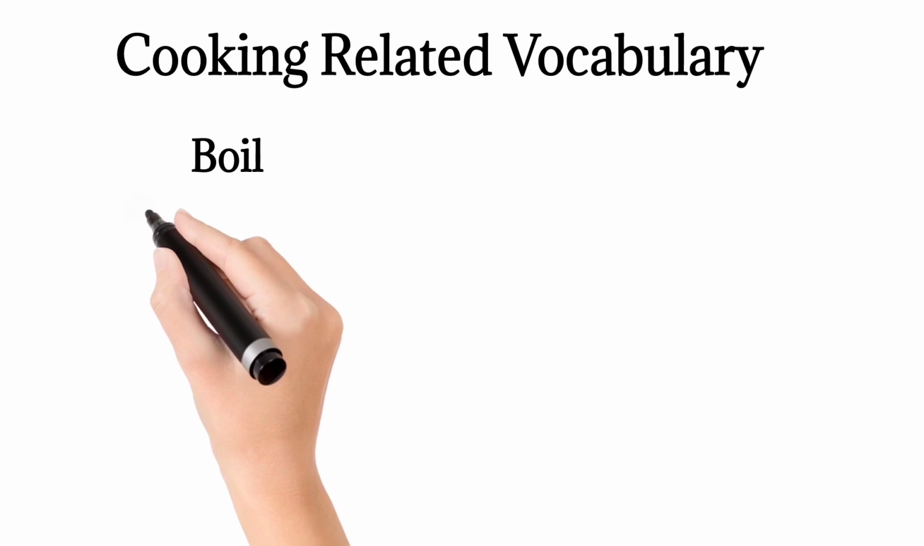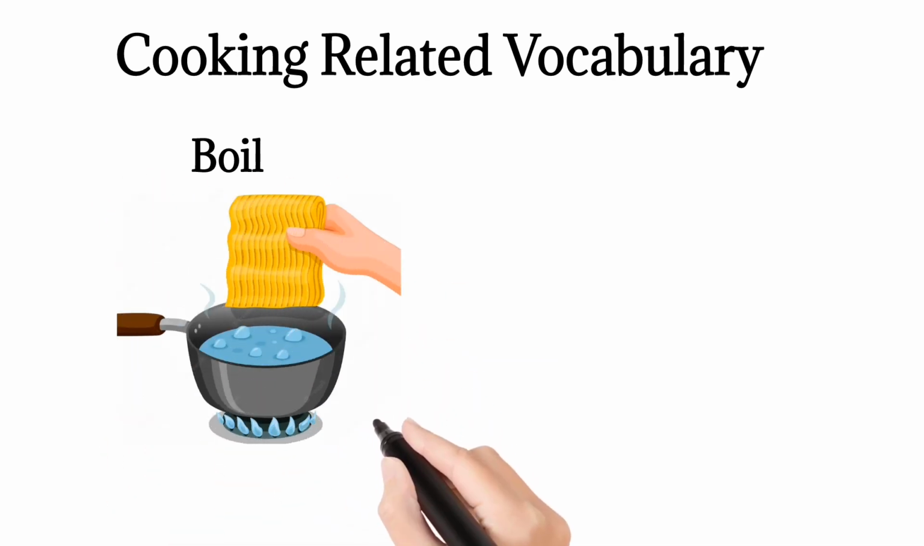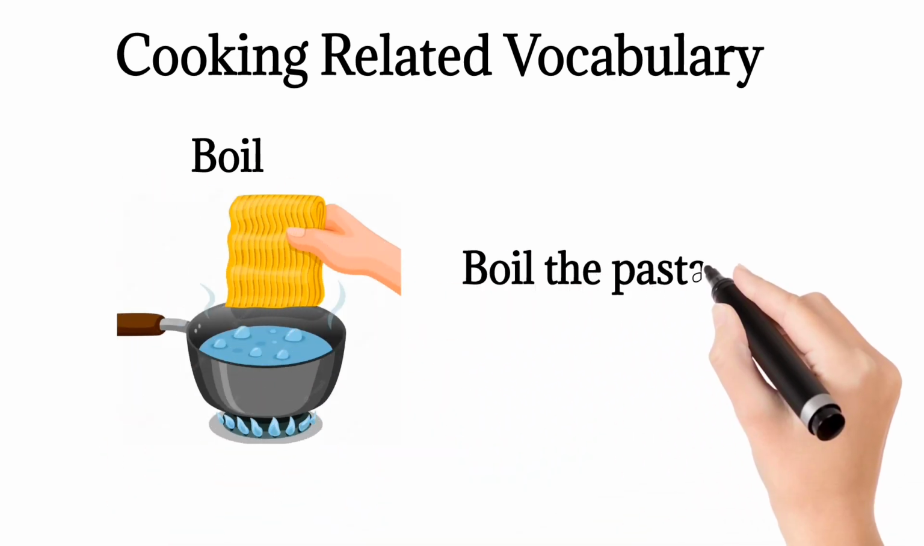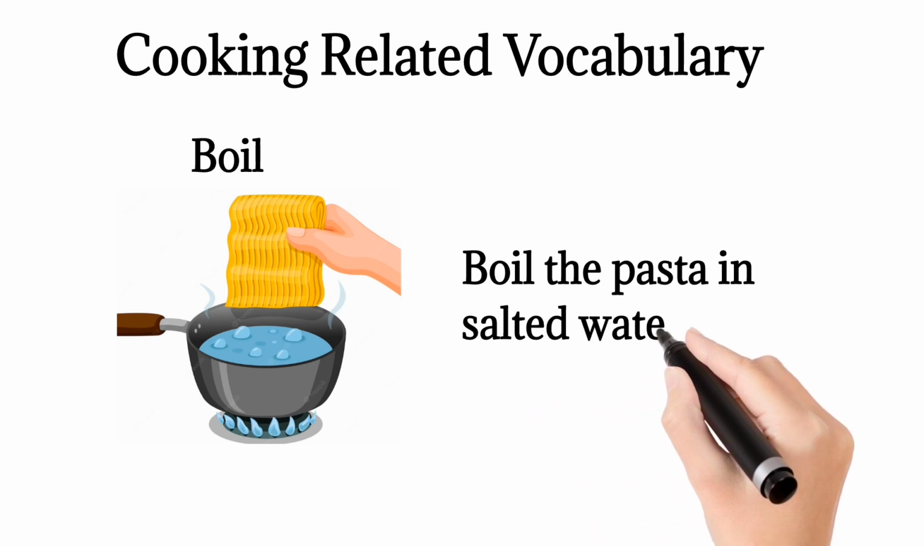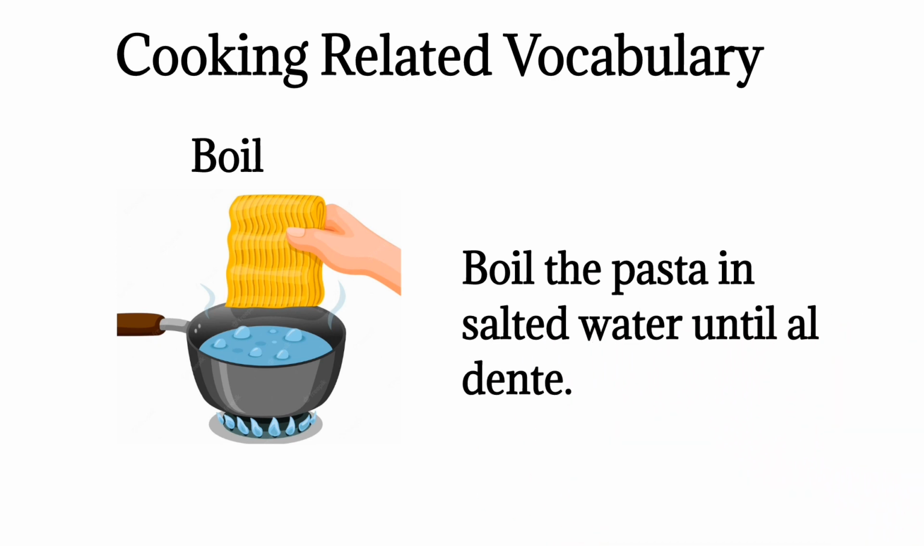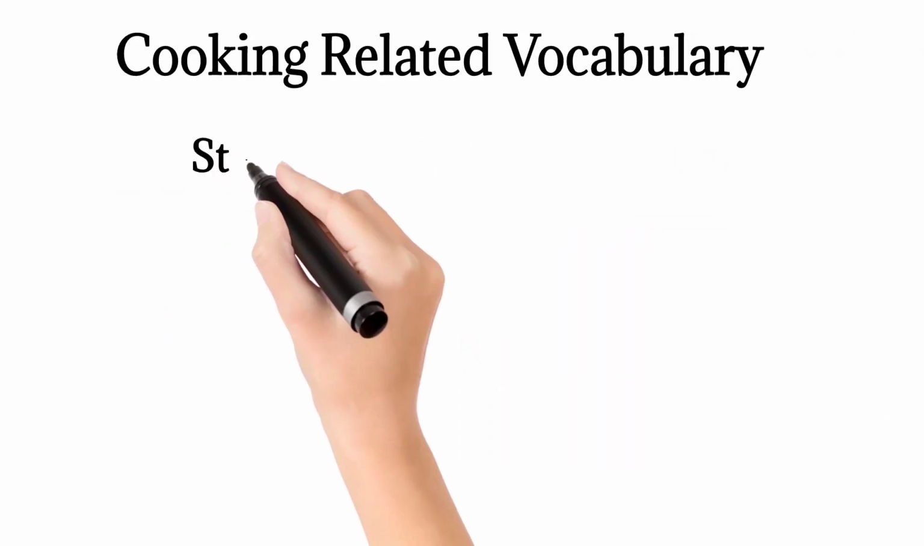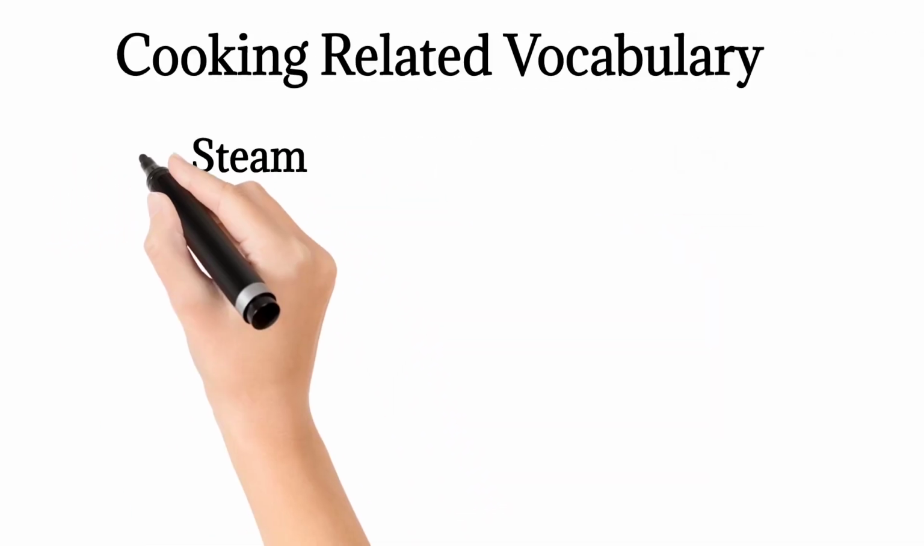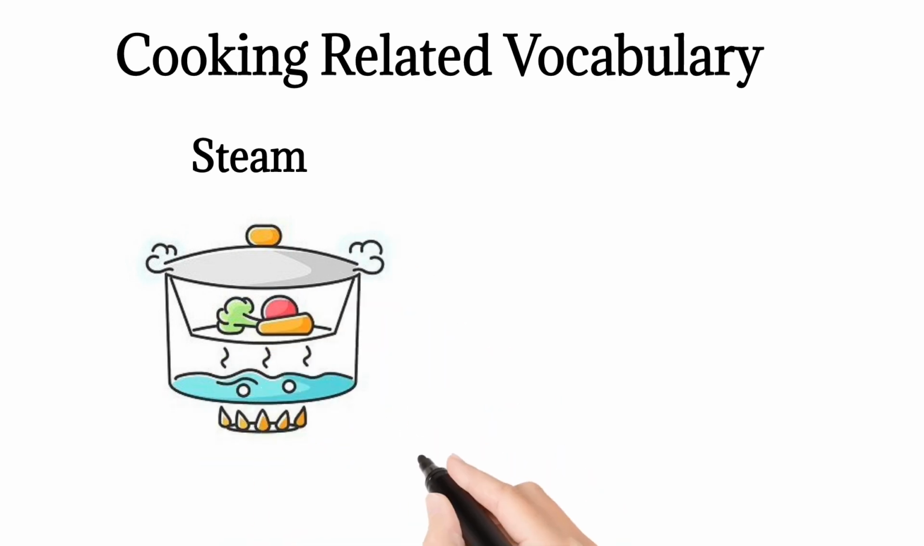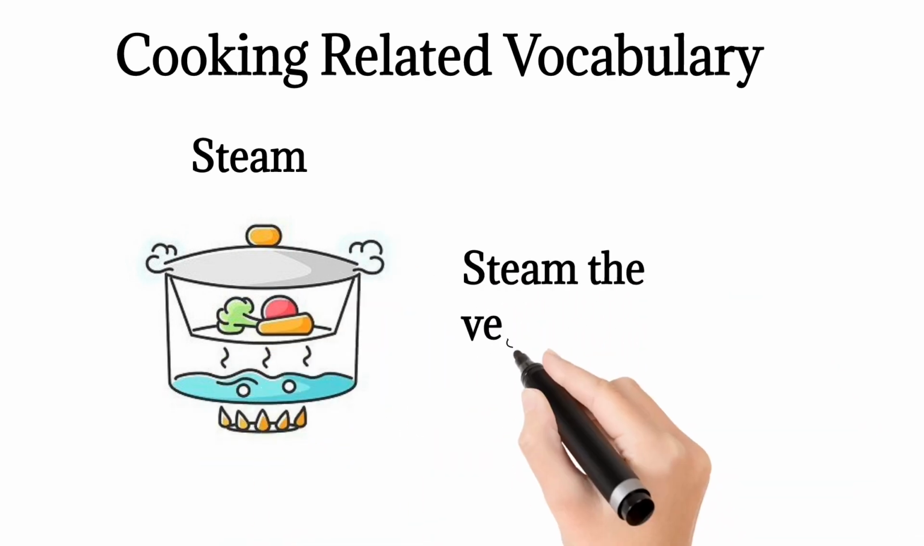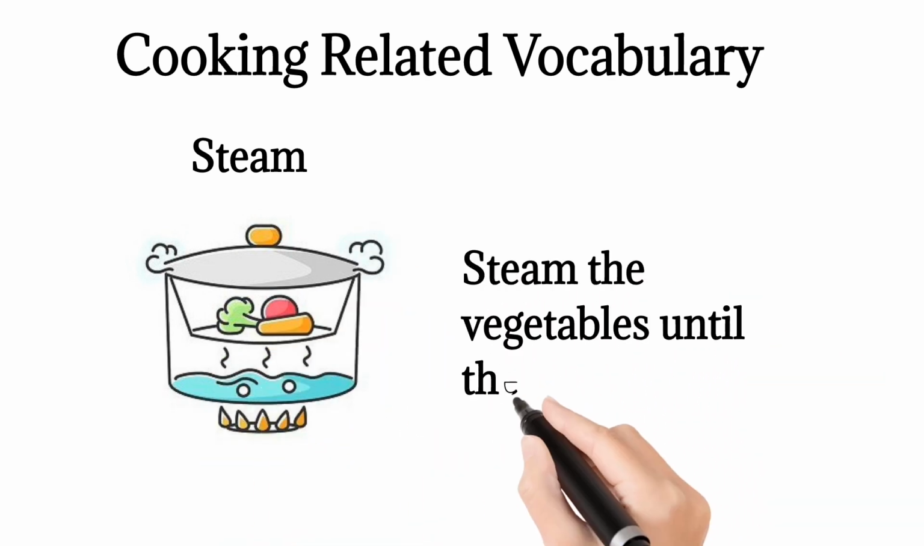Boil. Boil the pasta in salted water until al dente. Steam. Steam the vegetables until they are tender.